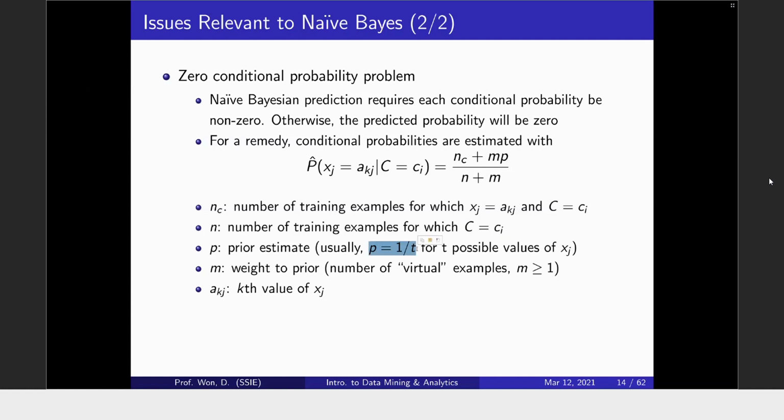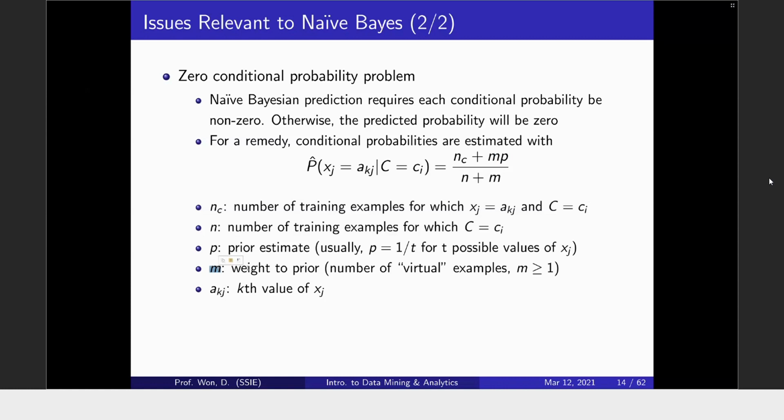This T is the number of possible values of xj. In this case, for example, for sunny outlook, what is the probability among the possible cases? Then we put some weight on the prior. This one is a little bit different. Now we have a new term, M, the weight.